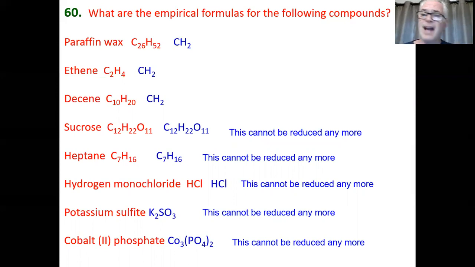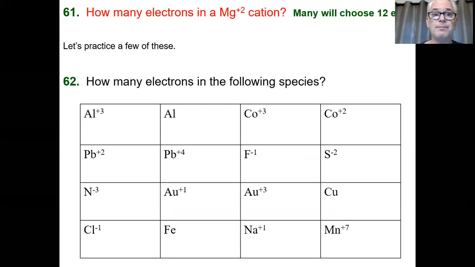Potassium sulfite's an ionic compound. It's in a 2-to-1-to-3 ratio, and that can't be reduced anymore. And the last one also, cobalt(II) phosphate, can't be reduced anymore.